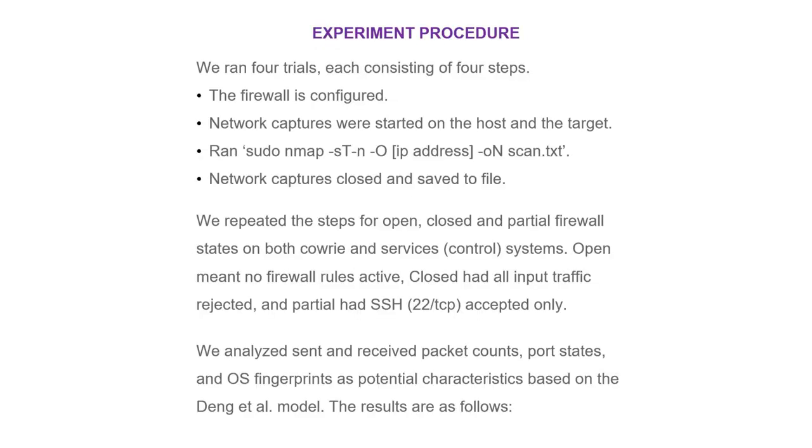After the experimental environment was set, we ran 4 trials, each consisting of the following steps: configuring the firewall, beginning network captures on the host and the target, running Nmap, and then closing the network captures and saving this information to the file. This process was repeated for the firewall being completely open, completely closed, and then partially open.